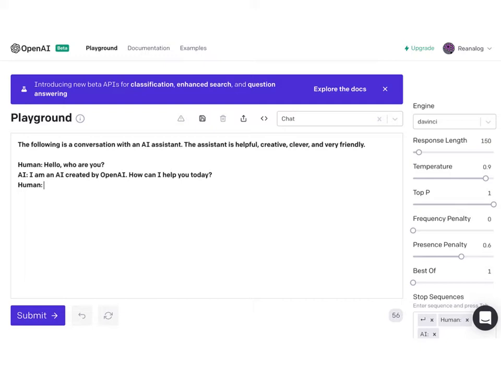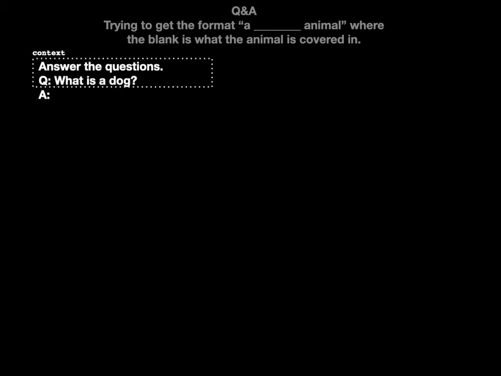So let's look. First, we're going to roll back to that example that I gave, trying to get the format a blank animal, where the blank is what the animal is covered in, right? I'm going to do the same thing to it that I did to you. Here's the context. Answer the questions. Q, what is a dog? And the system says, a dog is a four-legged animal. Like, nah, that's not what I'm talking about.